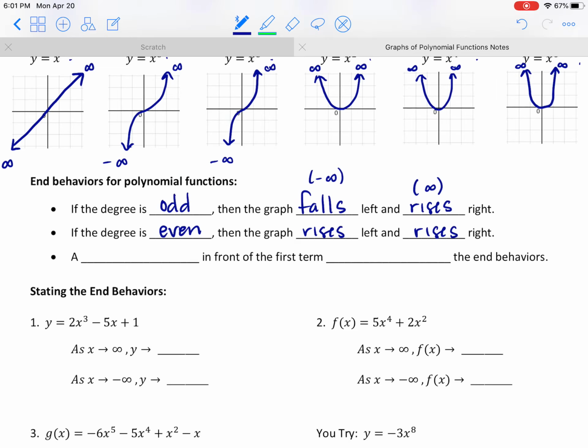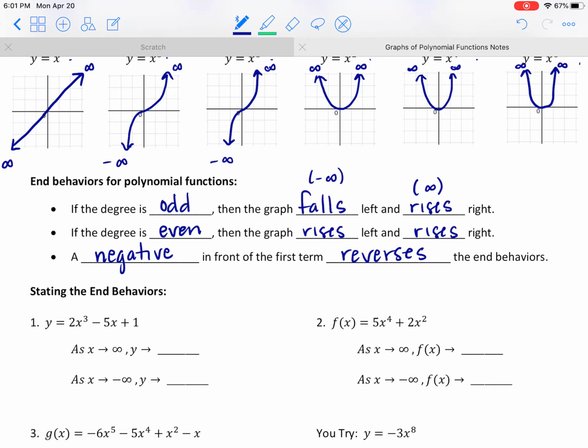All right, so let's look some more here. The end behaviors will change with a transformation. Hopefully we know that transformation. If we stuck a negative in front of any of those, then the end behaviors would reverse, right? If I put a negative in front of the x squared, then our parabola would be upside down, so then both directions would go down toward negative infinity. That's going to be true every time. So if we put a negative in front of the first term, it reverses the end behaviors.